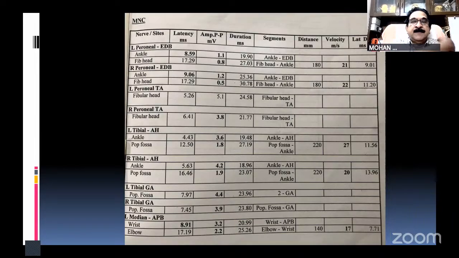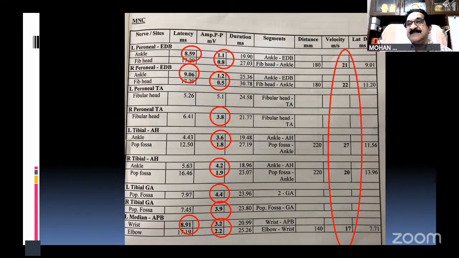This is nerve conduction. Left peroneal and right peroneal latency very much prolonged. Amplitude is low, and look at the velocity, it is also very much decreased. Then right T also the same thing. Right tibial and left tibial also the amplitude is low, but the latency is relatively okay, with mild decrease in the amplitude. Left median latency is very much prolonged. And see the conduction velocity, all are decreased, in the range of 21, 22, 27, etc. Grossly abnormal.